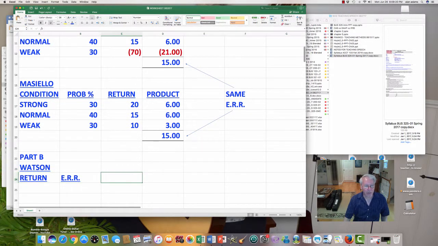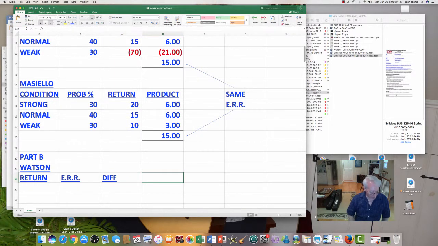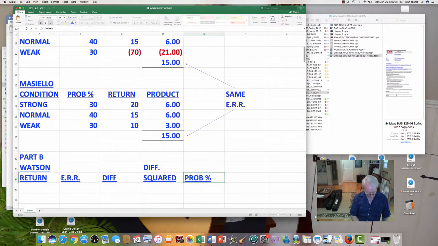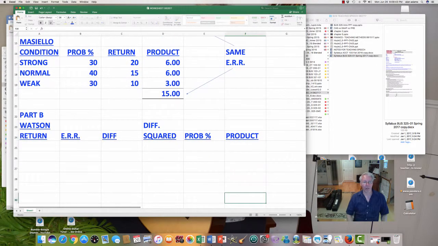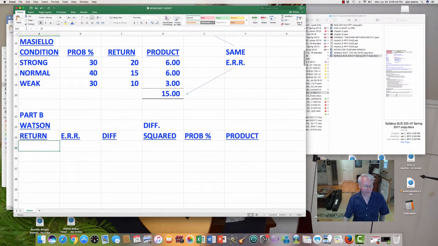And what's next? After the ERR, we have the difference between the two preceding columns. Then I take the difference and I square it. I multiply it by itself, squared. Next, I carry down my probability percentage, just like I did in my ERR, and I take the product. Okay, let's stop right there and stop filling in numbers.